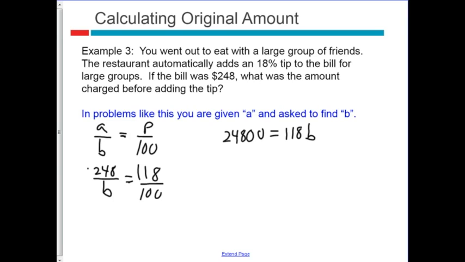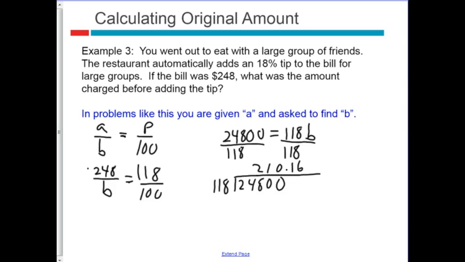And I divide both sides by 118 to isolate the B. And that is some lousy arithmetic I've given you to do. But when I do 118, I'm not going to do out the long division, goes into 24800. What I get is $210, and it comes out to be 0.16, and this number here is bigger than 5, so I round that up since it's dollars and cents.